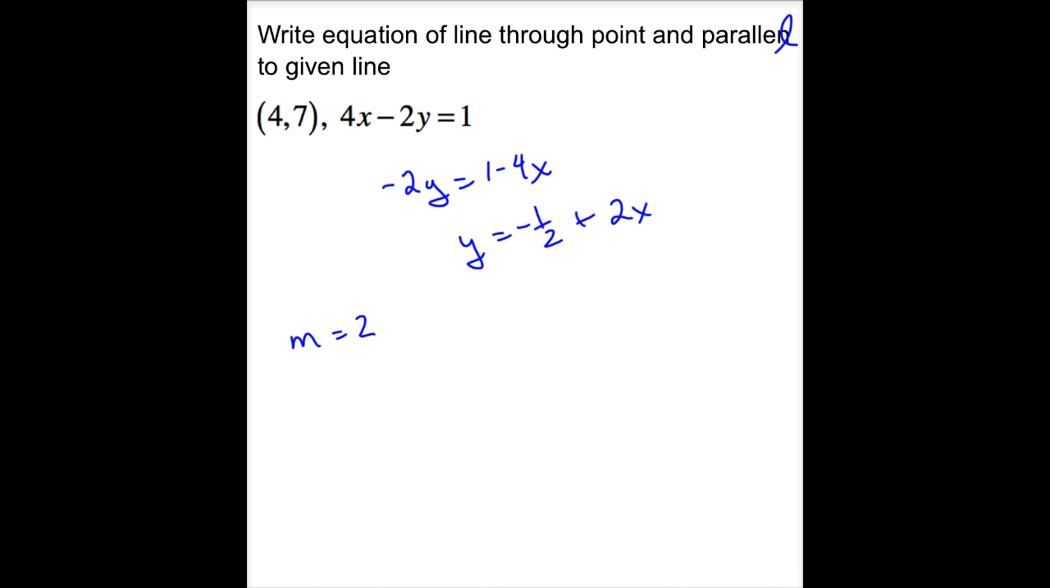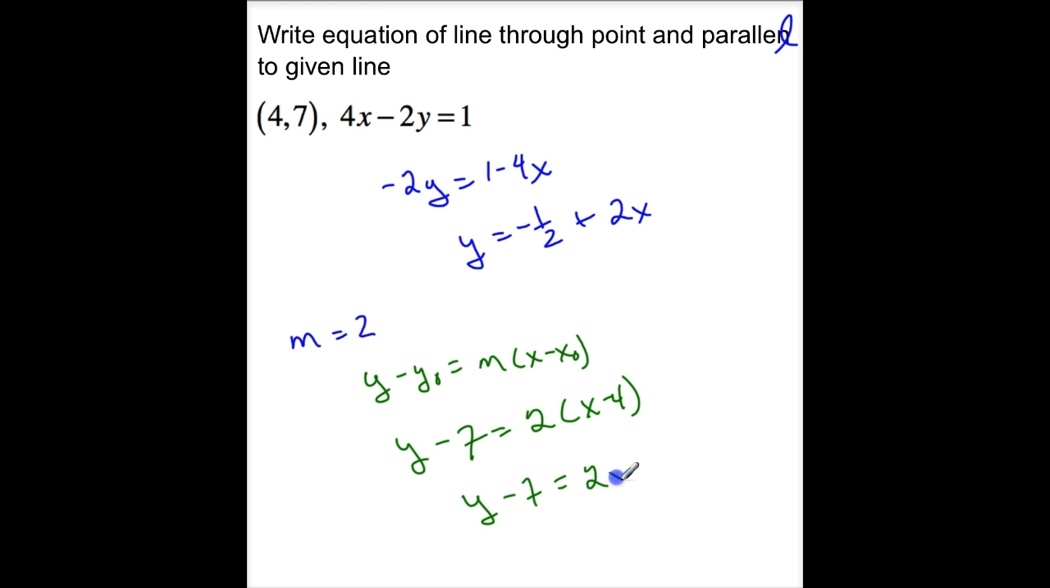So the next thing I need to do is put it in point-slope form. y minus y naught is m times x minus x naught. So y minus 7 is equal to 2 times x minus 4. All right, so y minus 7 is 2x minus 8. So y is 2x minus 8 plus 7, which is 2x minus 1. We're done.